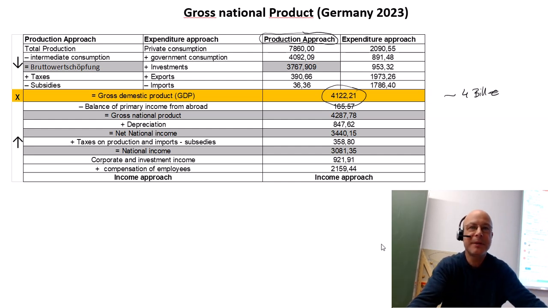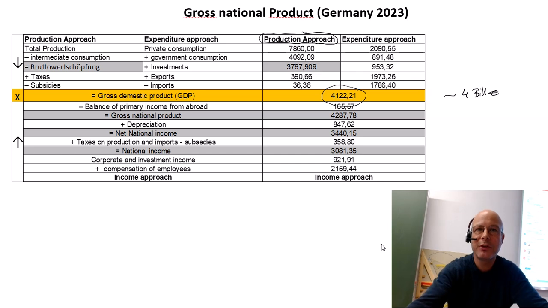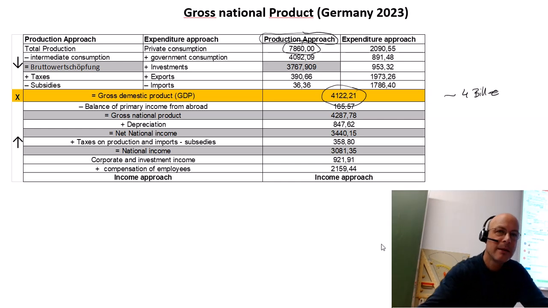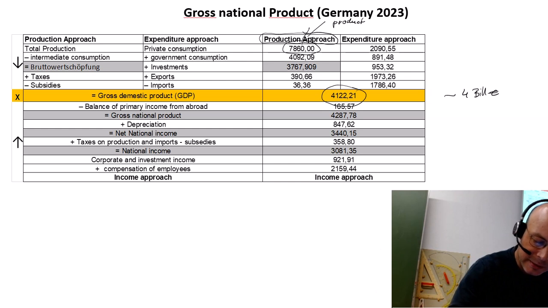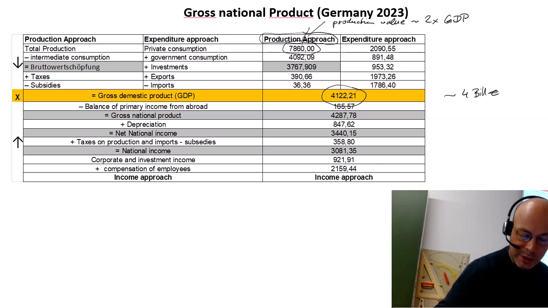And then, of course, we start with all goods and services which we have produced, not keeping in mind that in the end we want to have the finished ones. What have we produced in the last year in Germany? And there you see, this is roughly twice as large as GDP in the end. So this is the production value, roughly 2 times GDP.